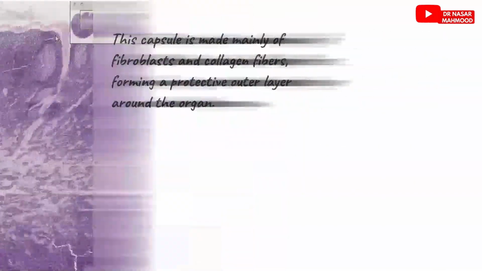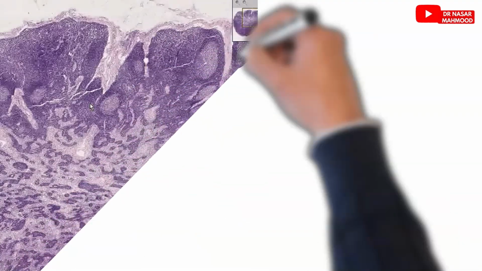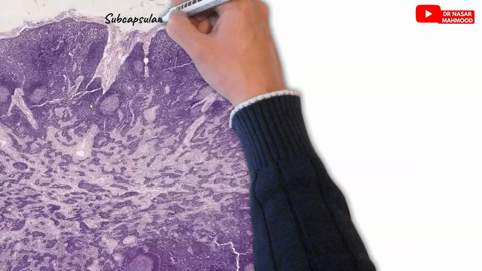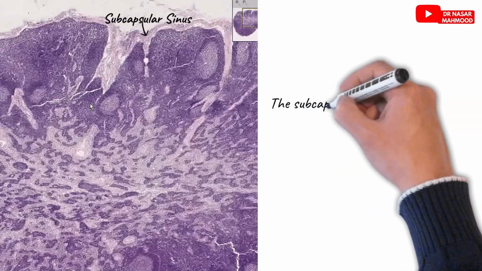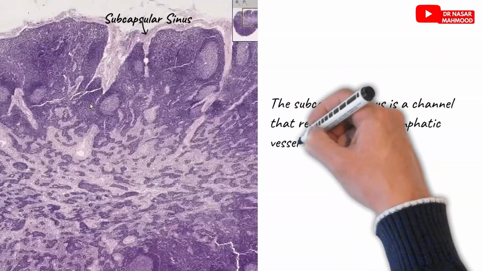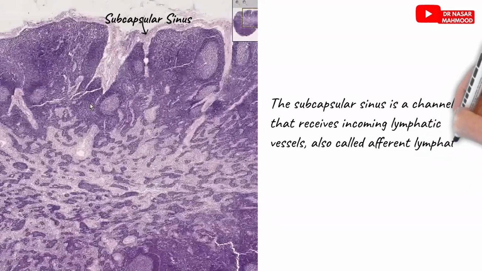Just beneath this capsule is an important space called the subcapsular sinus. This subcapsular sinus is a channel that receives incoming lymphatic vessels, also called afferent lymphatics. Lymph fluid enters the lymph node through these vessels and first flows into the sinus. From here, the sinus system continues deeper into the lymph node.